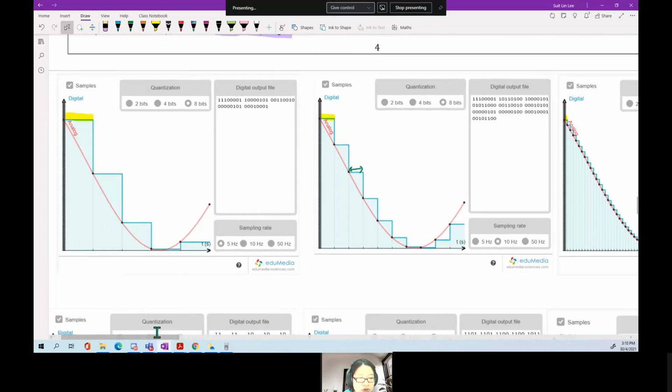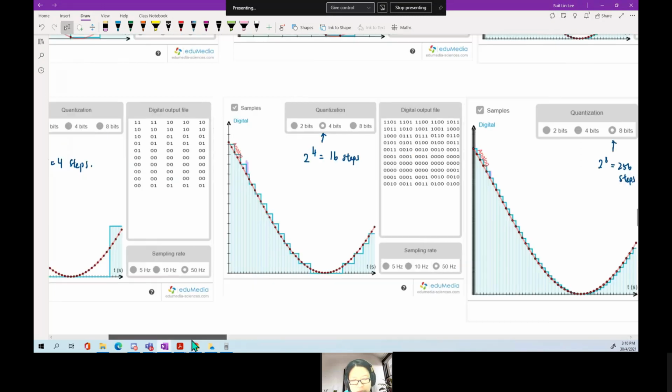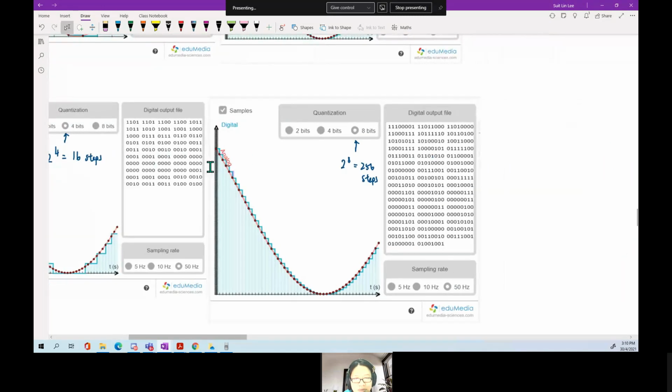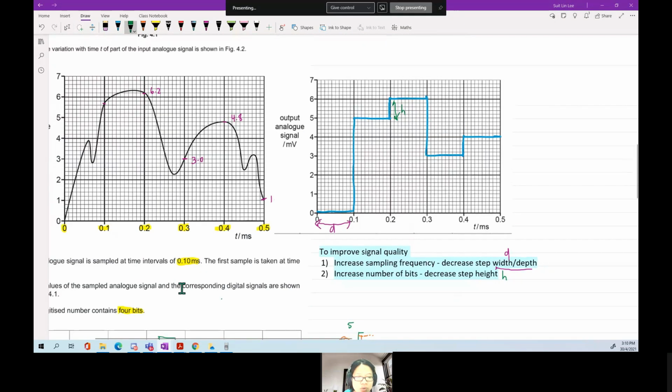We could also increase the bit rate. Like for example, this bit rate is only 2 bit. So you see the step height, wow, so tall. Looks nothing like the graph. This one will look more like the graph because I increased the number of steps. So each step is smaller. And then this one is the best one. It's just that you got more data to transmit lah. More lag. Okay. So this one is to improve signal quality.